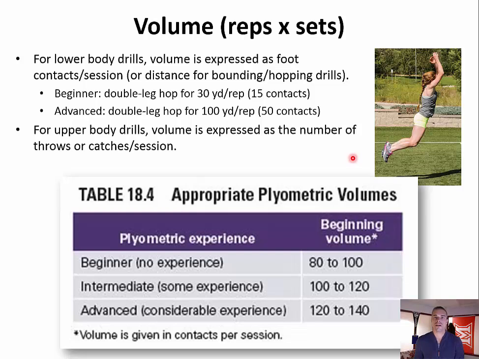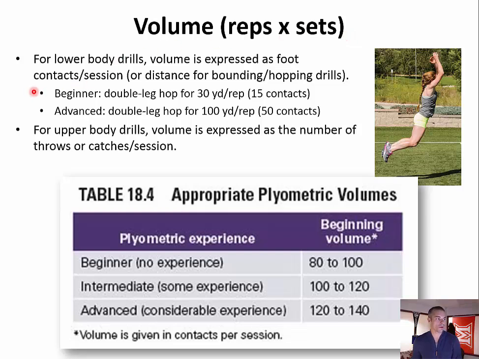Let's continue our discussion of plyometric exercise training program design variables by discussing volume. As you can see here, volume of plyometric exercise training is typically quantified as reps times sets. So for lower body plyometric drills, plyometric volume is typically expressed as foot contacts per workout, or in the case of bounding or skipping plyometric drills, it would be distance covered.